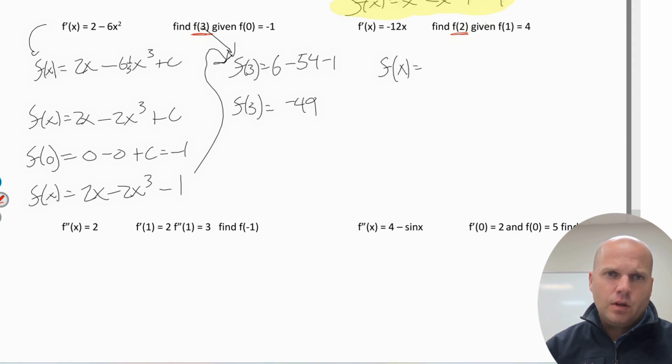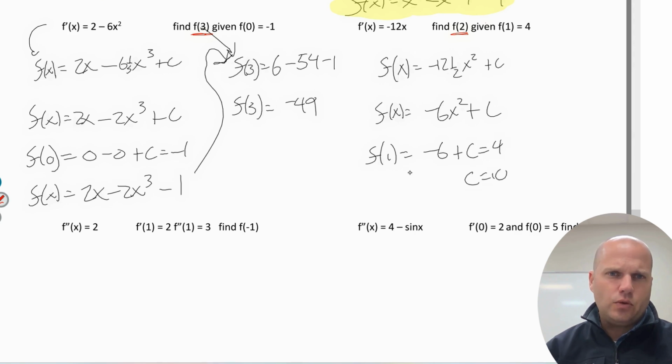F must be negative 12. This is x squared times a half plus c. F must be negative 6x squared plus c. F of 1 is 4. Therefore, c has to equal 10. Therefore, f of x has to equal negative 6x squared plus 10. Now we need f of 2. Negative 24 plus 10, which is negative 14.